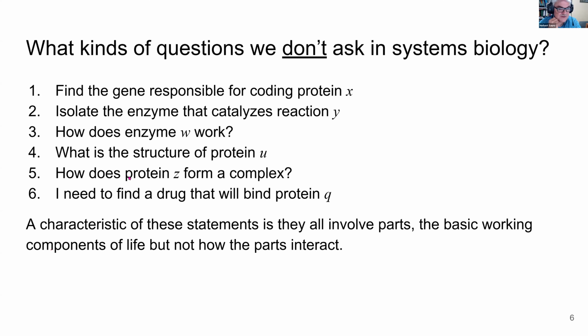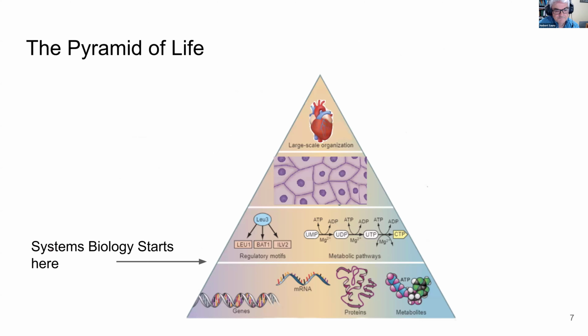We don't ask how protein Z forms a complex. Interesting, but we don't specifically ask that. And we don't ask things like, I need to find a drug that will bind protein Q. That's a protein structure, protein engineering question. So the characteristic of all these statements is that they involve parts. Enzymes, proteins, genes, they're all part questions. They're about the parts. It's not about how parts interact.